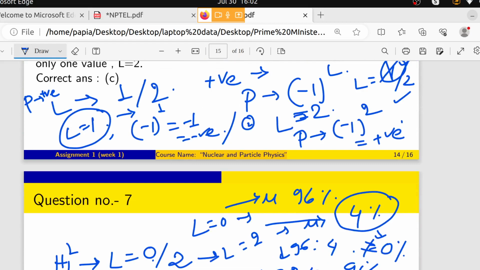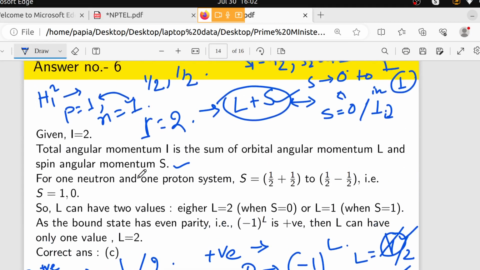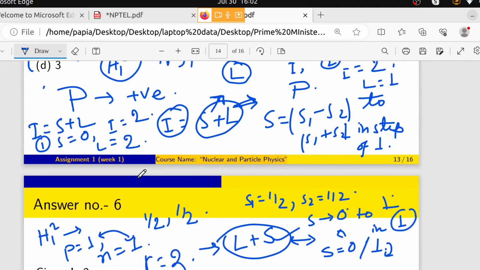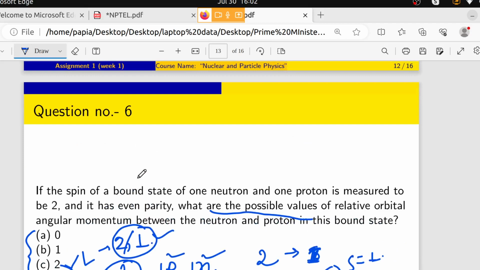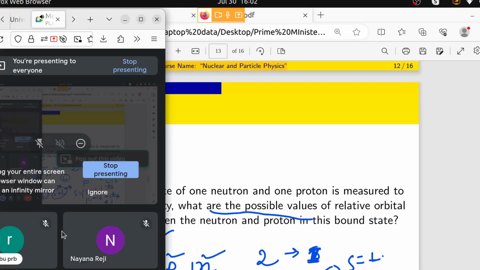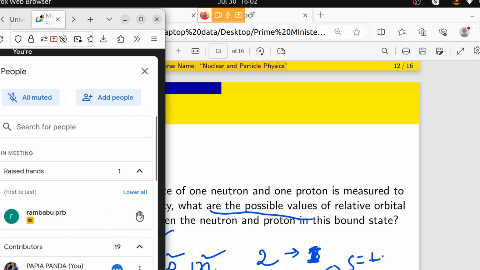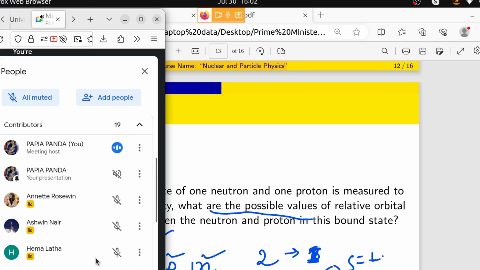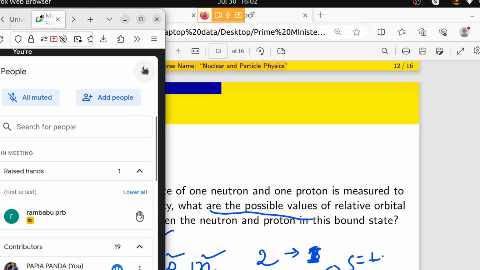So this is the 7th question, and yeah, this is the 6th one. The 6th one is also simple. You can ask any question, whoever raised the hand.